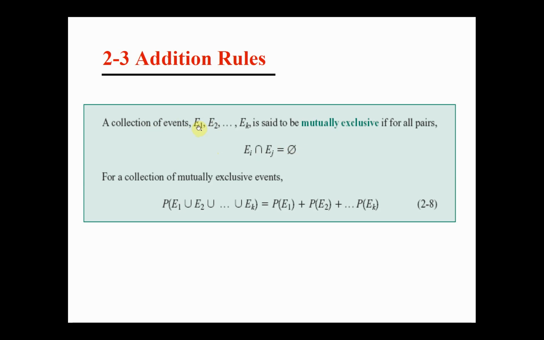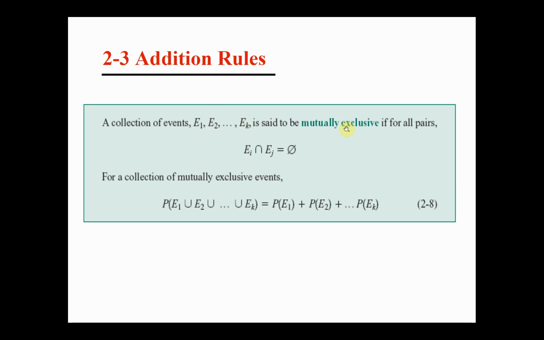A collection of events, E1, E2, E3, and so on until EK, for any K, is said to be mutually exclusive if for all pairs of events, EI intersection EJ, the intersection between any two is equal to the empty set. So if E1 intersection E2 is the null set, E1 intersection E3 is the null set, E1 intersection E4 is the null set, E2 intersection E3, and so on. The intersection between any two is equal to the null set. So basically, every two are not intersecting. That's when we call the collection of events mutually exclusive.